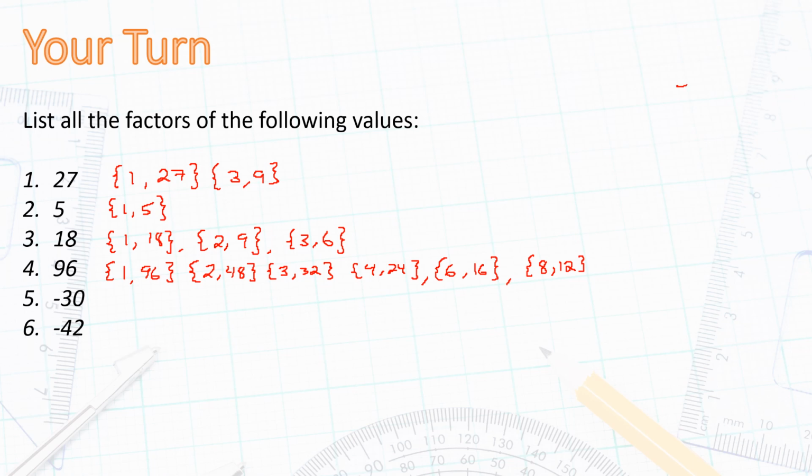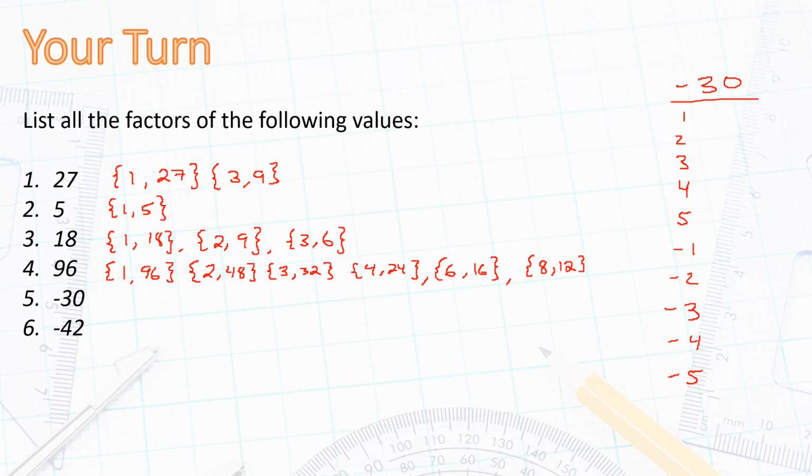Okay, so minus 30. We want to think about the square root of 30. The square root of 25 is 5, the square root of 36 is 6, so we're going to check up to number 5. But then we're also going to have to account for the negative versions of these, so minus 1, minus 2, minus 3, minus 4, and minus 5 as well, because you need a negative times a positive to equal a negative number.